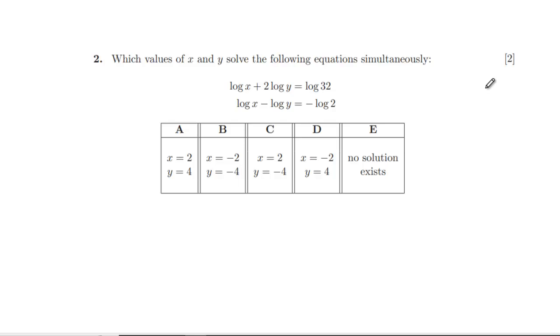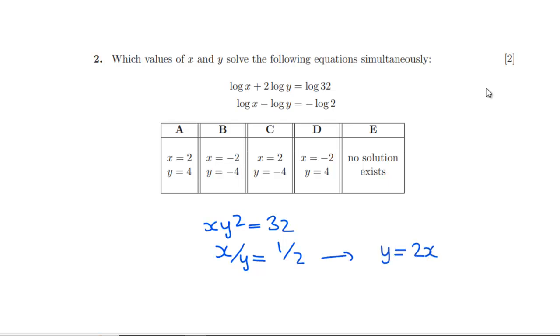Question 2, what values of x and y solve these log equations? Excellent. So if we're adding these up, and we can remove the logs as well, so we can say that x times y squared is equal to 32 from the first one. And then x divided by y is equal to a half on the second one. So that's giving us that y equals 2x. So we've got 8x squared is 32. So x is equal to 2, y is equal to 4, which is A.